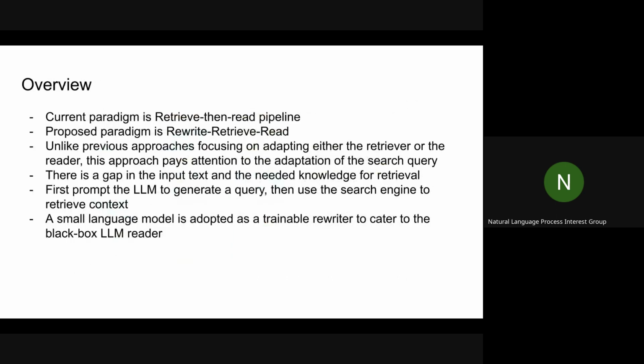And unlike previous approaches focusing on adapting either the retriever or the reader, this approach pays attention to the adaptation of the search query. And they say there's a gap between the input text and the needed knowledge for retrieval. They first prompt the LLM to generate a query, then use the search engine to retrieve the context. And this rewriter is a small language model that's adopted as a trainable rewriter to cater to the black box LLM reader.